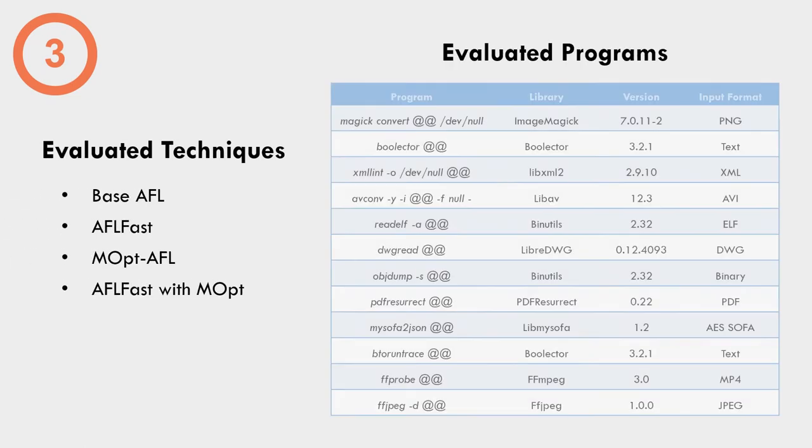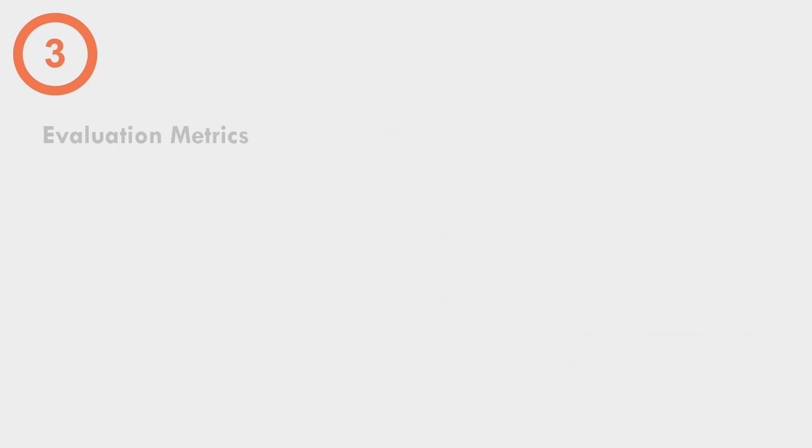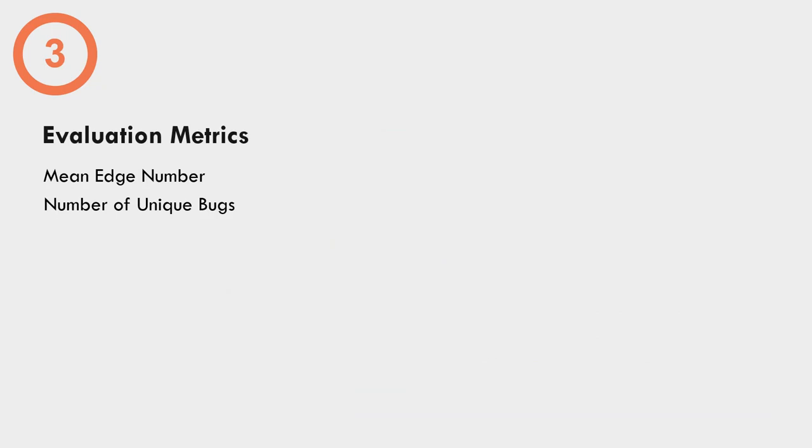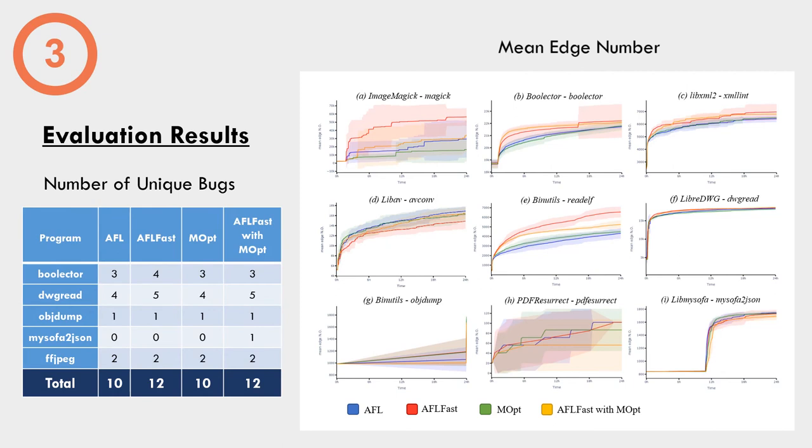For problem 3, we evaluated 4 fuzzing techniques on 12 open-source programs. The selection of these programs was aimed at obtaining a sample set with diverse functionalities and varying types of inputs. This is done to represent a wider range of programs. The main metric used in this evaluation is the mean edge coverage, which tracks the number of transitions between basic blocks. The number of unique bugs was also used as a secondary metric. Overall, considering the findings from the mean edge coverage comparison and number of unique bugs, the results suggest that AFL Fast and AFL Fast with MOPT perform better than the other techniques.